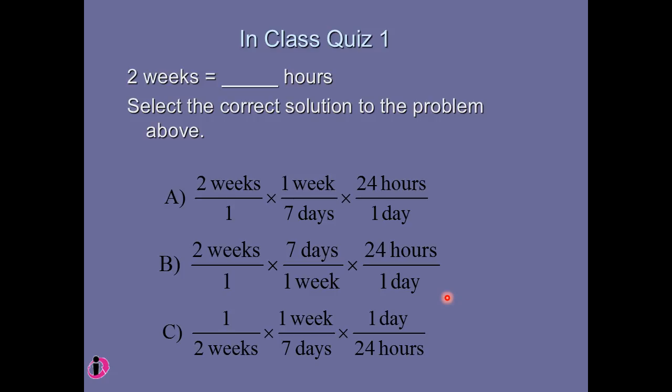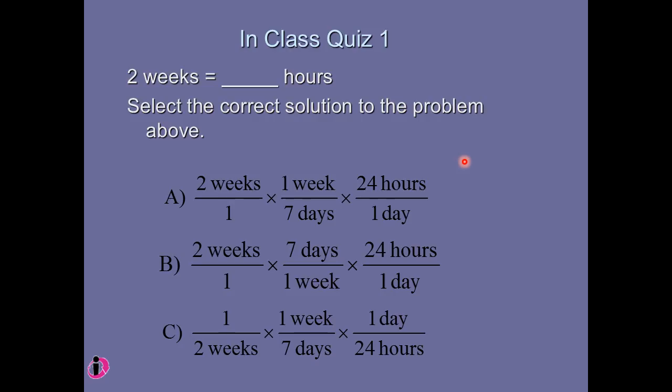I think the right answer is B, right? You see the 2 weeks here, and then we know that 1 week equals 7 days. So you see, we arranged it such that the week and week get cancelled, right? And again, we are converting from day to hour. We put the day at the bottom so that the days and days get cancelled, right? And then we will be left with only 24 hours.